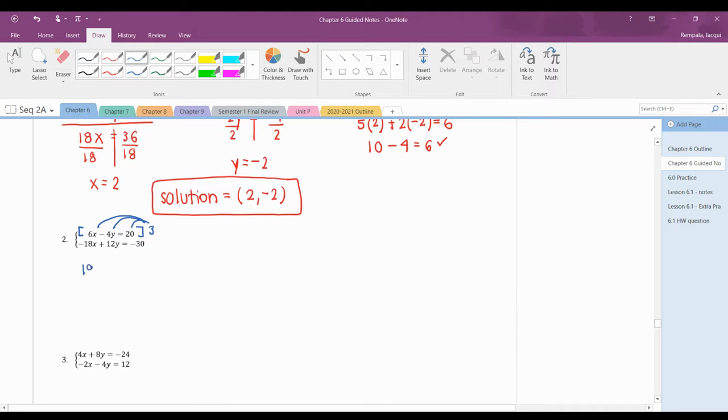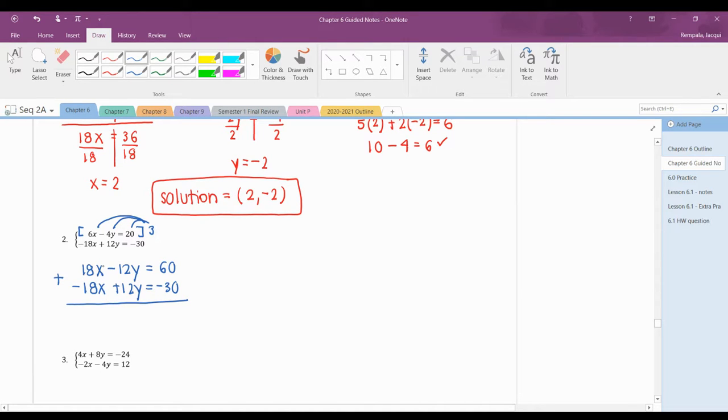So 6x times 3 gives us that positive 18x. Negative 4y times 3 is going to give us a negative 12y. That's going to equal 20 times 3, which is 60. I get to leave the bottom equation as it is because we didn't multiply anything by that. And now that the x's are opposite, I'm going to add them together.